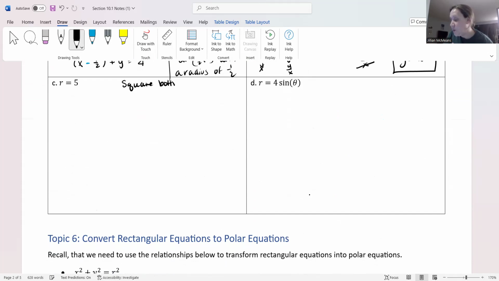My reason for squaring both sides instead of multiplying both sides by R is that if I multiplied both sides by R, I would get that R squared on the left, which would be great. But then on the right, I would get 5R, and I would just have this extra R that I don't know what to do with. So let's square both sides here.